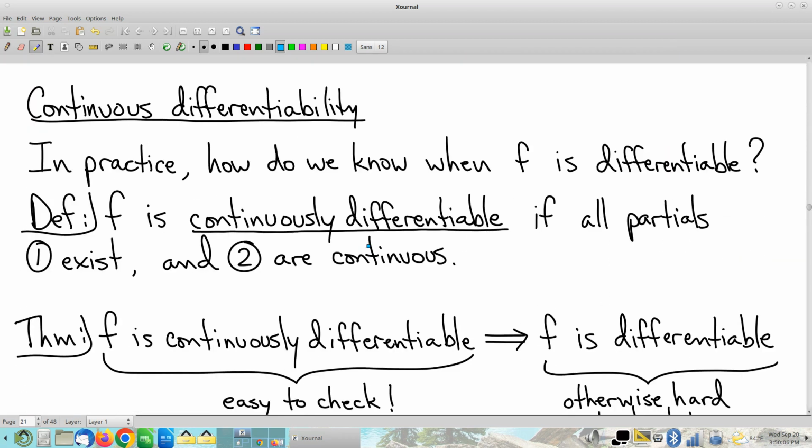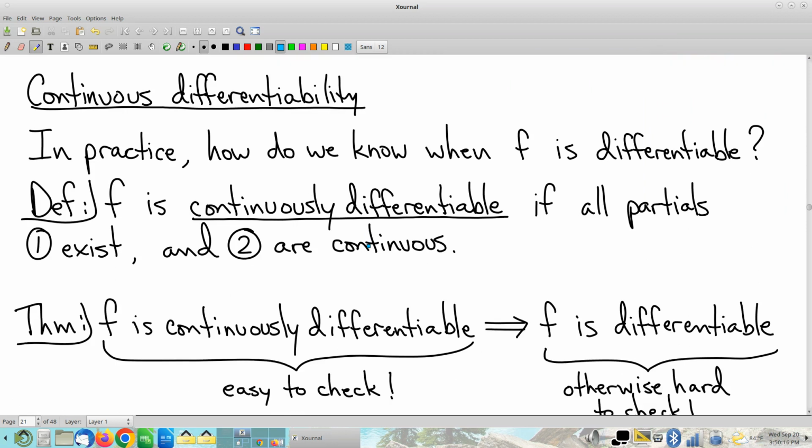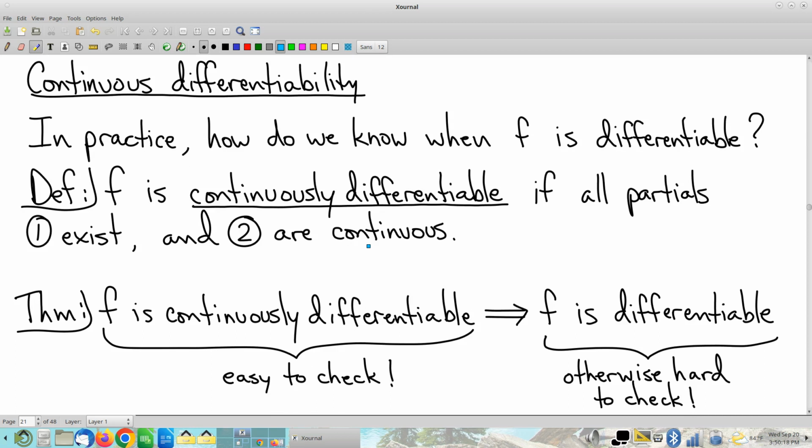Here's the good news. Here's where all the ugly goes away. There's a closely related idea called continuous differentiability. It does some wonderful things for us. Here's the definition. A function is continuously differentiable if the partial derivatives exist and are continuous. It's as simple as that.